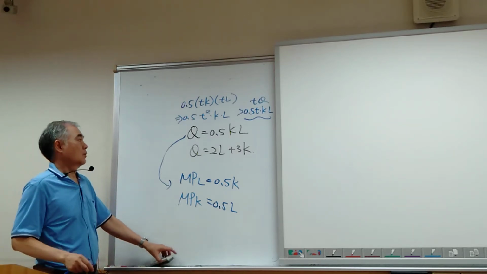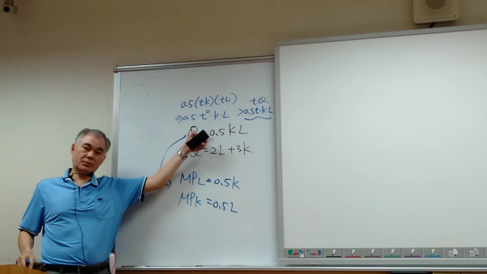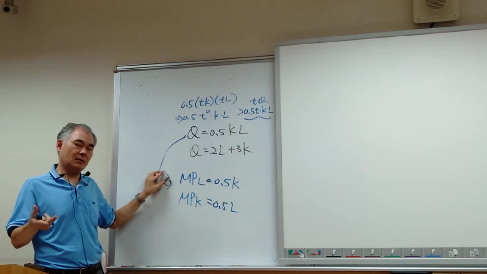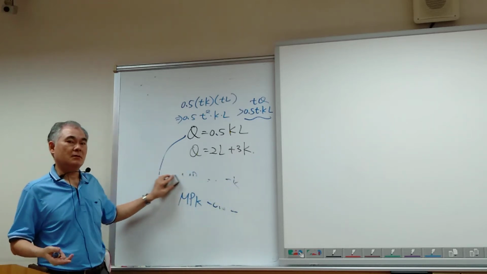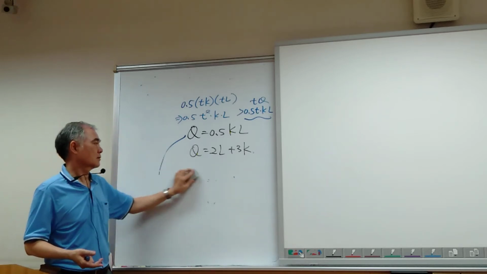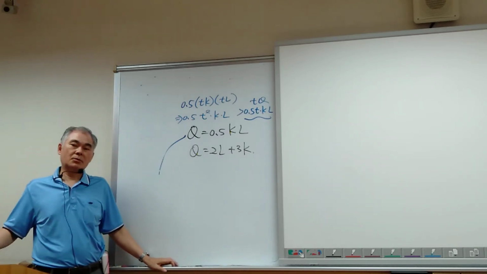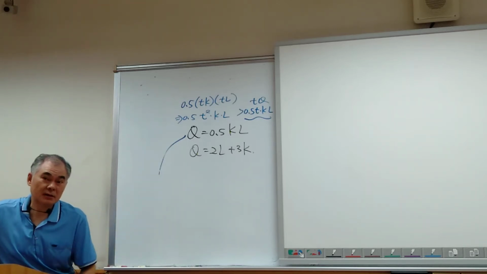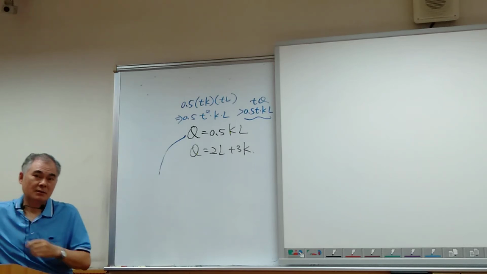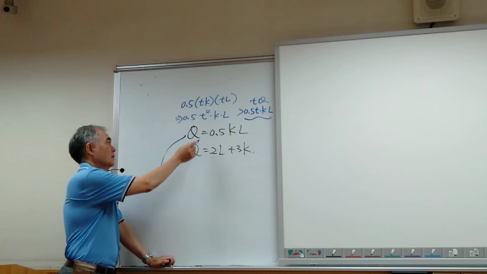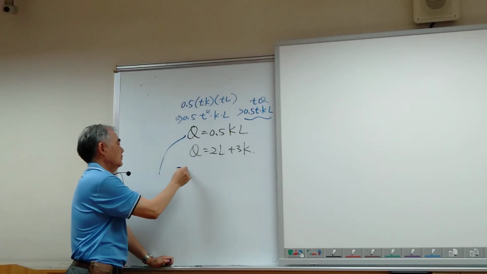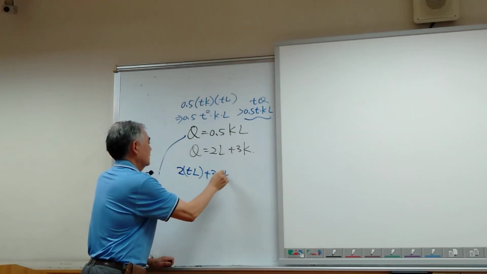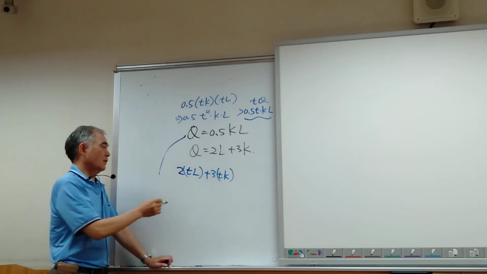So this is increasing returns to scale, right? What about this one? Is it increasing returns to scale, constant or decreasing? Which one? Increasing, decreasing, constant? Excuse me? Increasing? Are you sure? Are you sure? So, the same thing, right? So you have 2TL plus 3TK. Okay? Then what can you do?